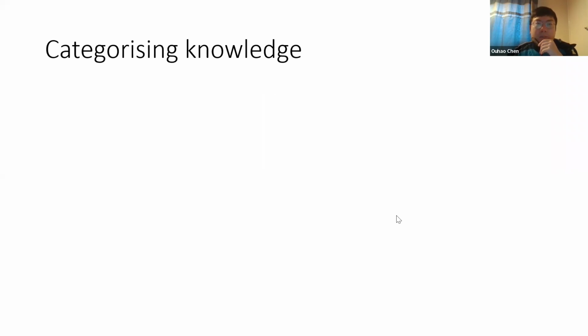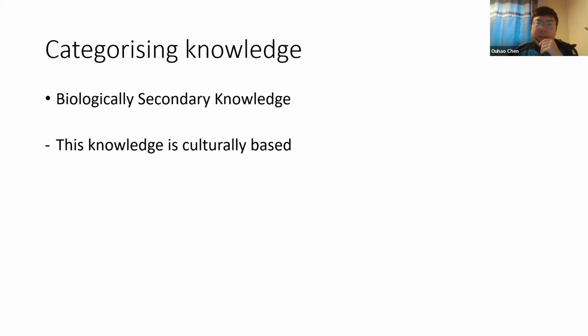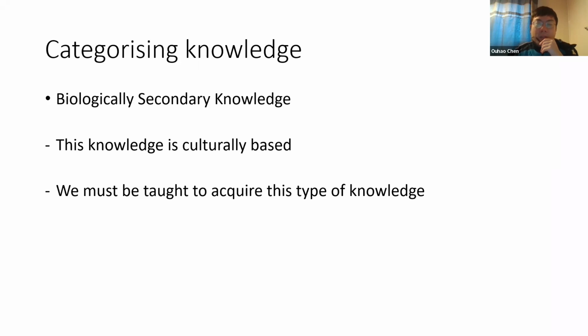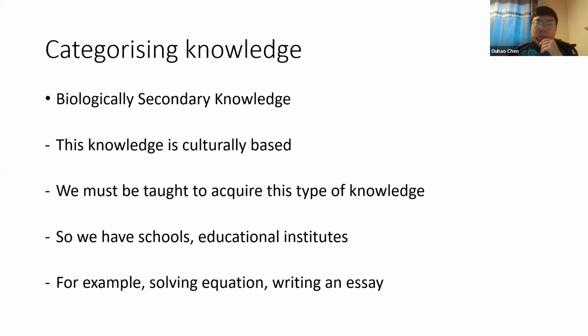However, with another type of knowledge, biological secondary knowledge, this type of knowledge we must teach. We must teach students the biological secondary knowledge. Firstly, this knowledge is culturally based, and students cannot inherit this type of knowledge from ancestors or naturally pick up secondary knowledge. That's why we have schools and educational institutes to teach biological secondary knowledge. For example, solving equations, writing an essay.